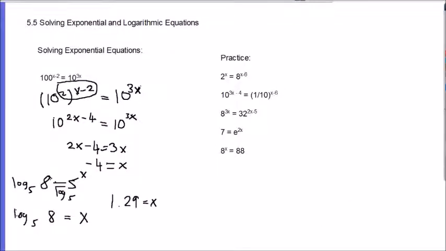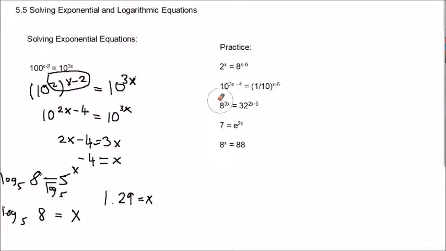So welcome to 5.5, solving exponential and logarithmic equations. This will be the last episode of the series. No, this won't be the last episode of the series. This will be the last episode of solving exponential and logarithmic equations.